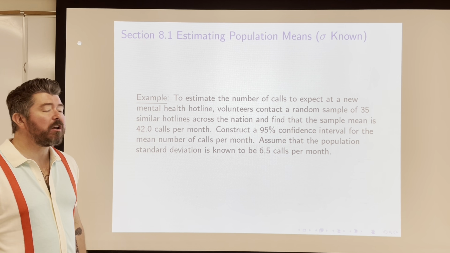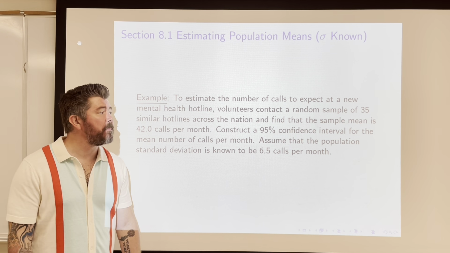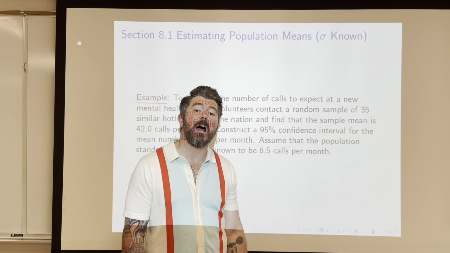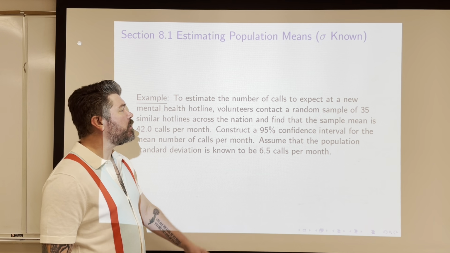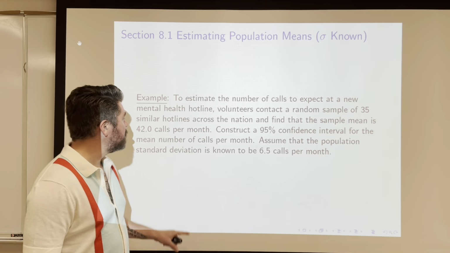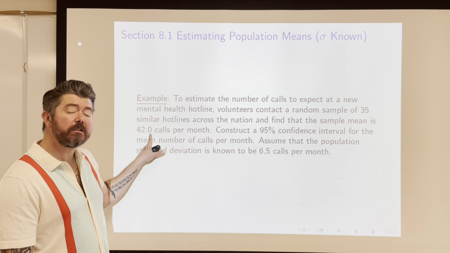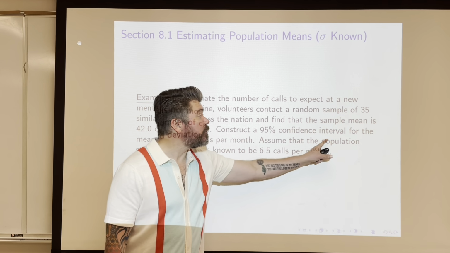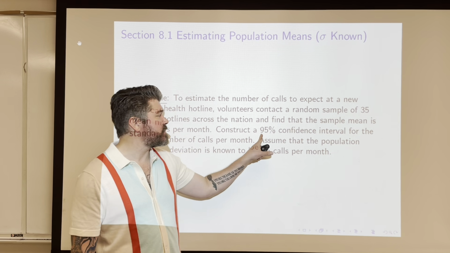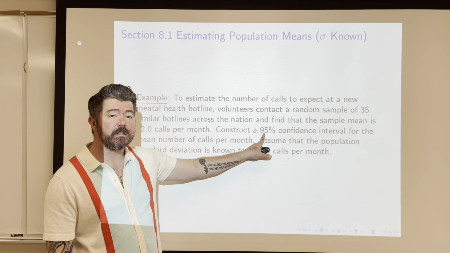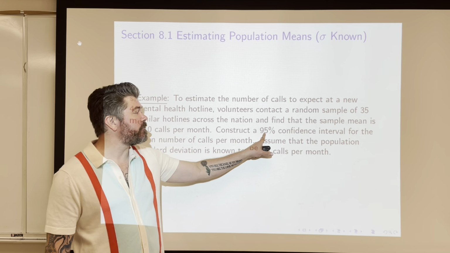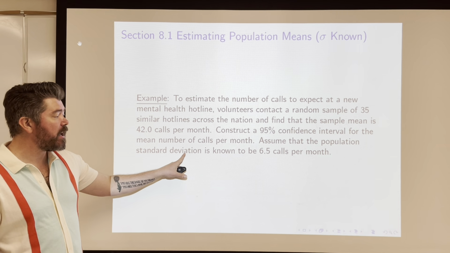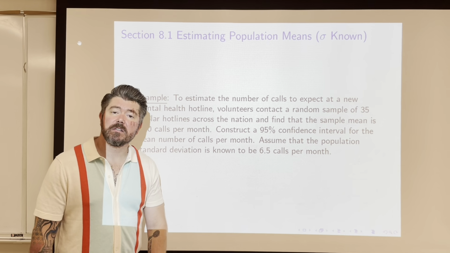Okay, so just looking at this problem, we can automatically pull out a few things. Notice we have our random sample of 35. This is our n. We also are given that our sample mean is 42.0. This is our x bar. We also are wanting to find a 95% confidence interval. So this tells us that our confidence, C, is 0.95. And finally, we're assuming the population standard deviation, this is sigma, is 6.5.